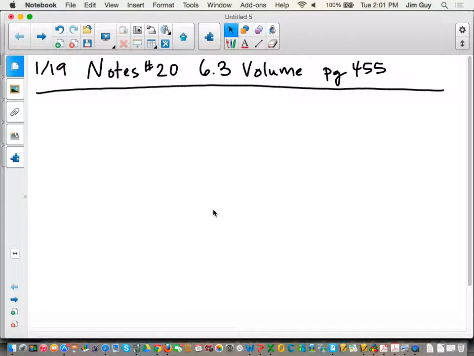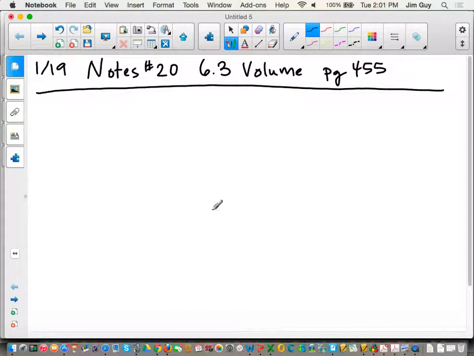Okay, so I think one of the reasons why they really want to do notes today was when you look back in the year, this is going to be one of the harder sections that we do. People tend to have a more difficult time. Okay, so volume, we're going to talk about volume today, and we're just doing the one section.